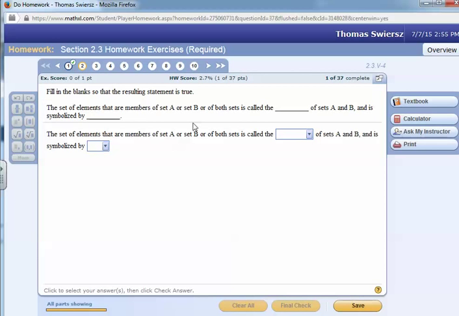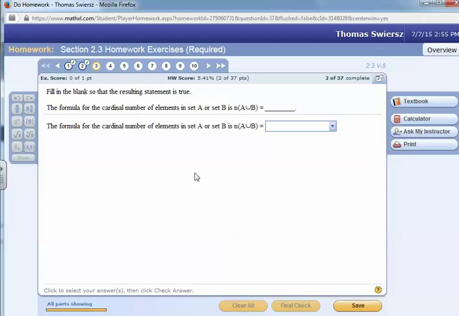Number 2, the set of elements in A or B, or it could be in both. A or B, then that is the union of sets A and B, and it is symbolized by A, kind of a U, B. Union, and then the name of the second set, in this case it's B. All right? Very good.